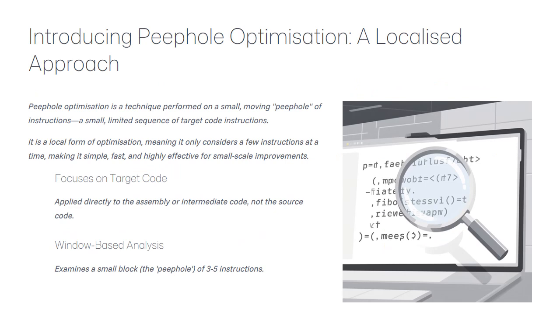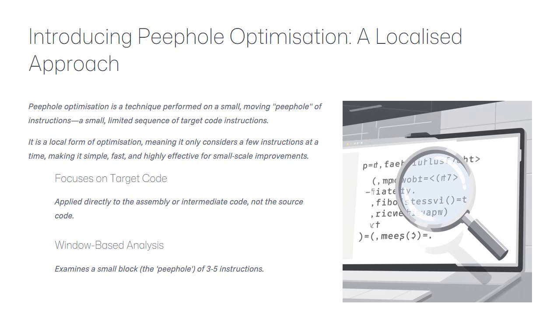Introducing Peephole optimization, a localized approach. Peephole optimization is a technique performed on a small moving peephole of instructions, a small limited sequence of target code instructions. It's a local form of optimization, meaning it only considers a few instructions at a time, making it simple, fast, and highly effective for small scale improvements.